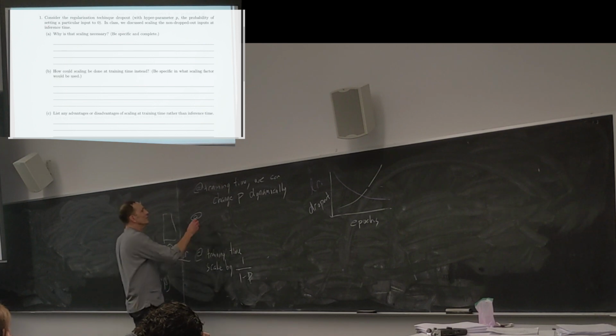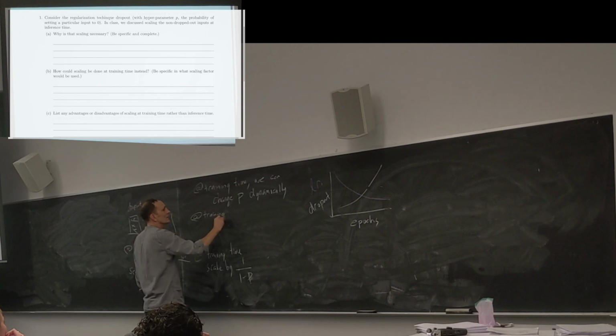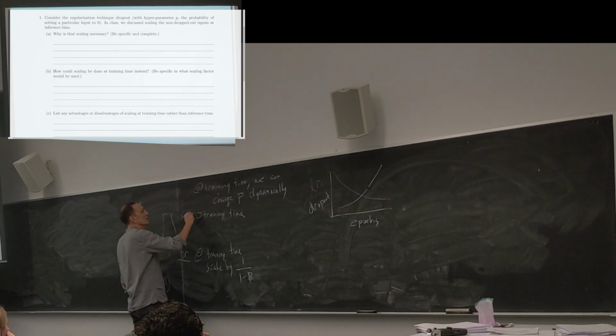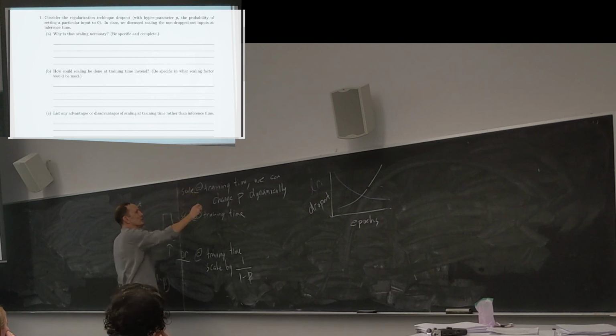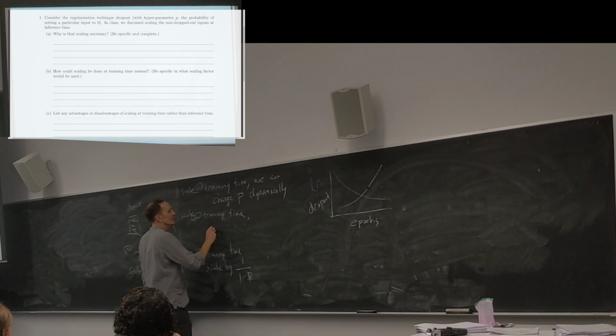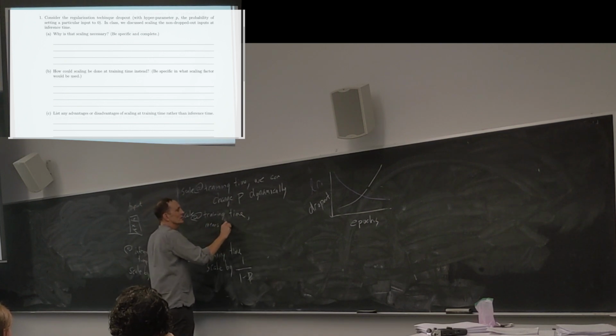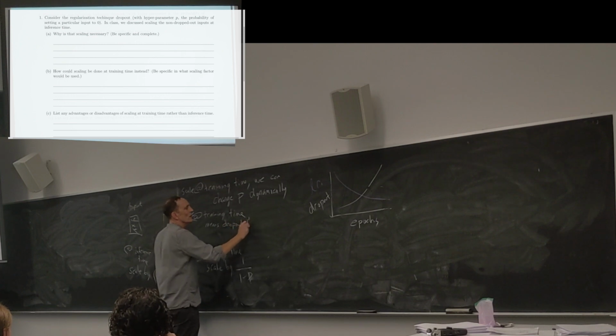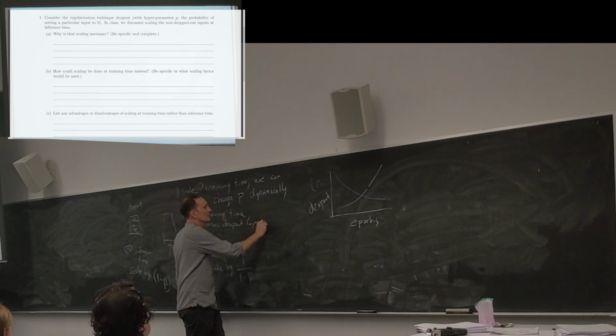Okay, so just to make sure here, we're talking scaling at training time. We can change P dynamically. Scaling at training time means the dropout layer at inference time is a no-op.